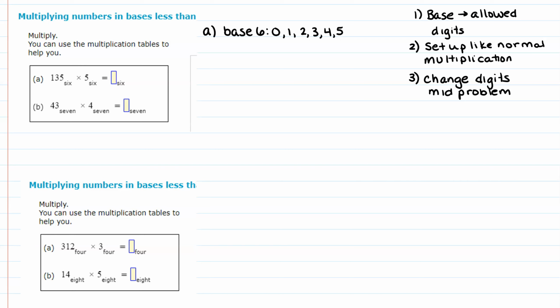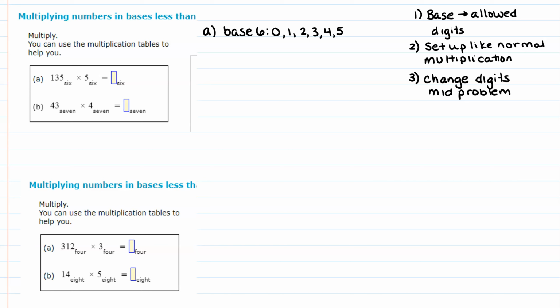Okay, so when we are multiplying numbers in a base other than 10, we're going to multiply like normal, but we have to look at the allowed digits. And if the answer when we do the actual multiplication is not an allowed digit, or maybe it's a two-digit number like 31 or something, then you have to convert that to the base. So you're going to have to convert or change digits mid-problem.